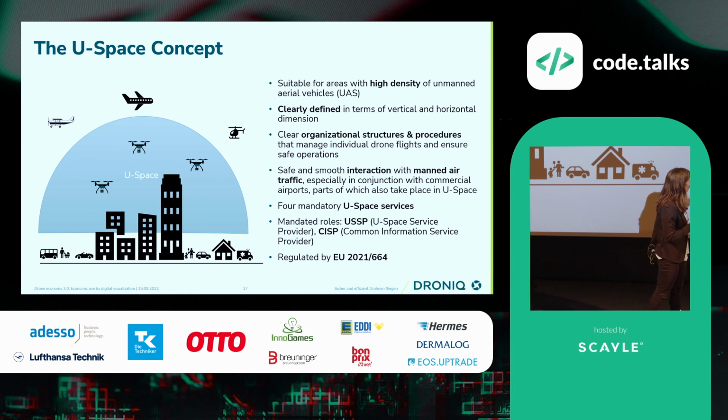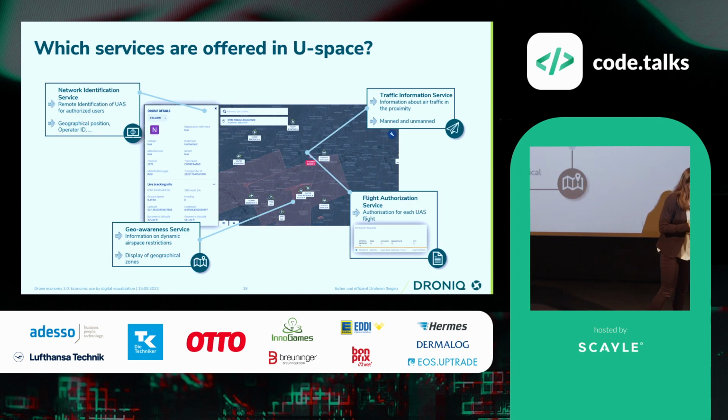I'll talk a bit more about the services now. So in this U-space, you have 4 mandatory services. I already said it. The one is the network identification service. So everyone who's operating a drone in U-space needs to transfer the position. I think I explained it earlier. So everyone who's operating a drone in U-space needs to send the velocity, the heading, the position, the operator ID, like the license plate, all the time when operating in U-space. So for the drones, I see all of them, check.